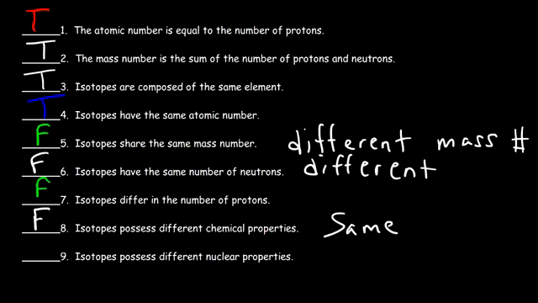Now what about number 9? Isotopes possess different nuclear properties. That is a true statement. Because the number of neutrons is different and neutrons are found in a nucleus, the nucleus will behave differently. So therefore, isotopes have different nuclear properties, but they share the same chemical properties.